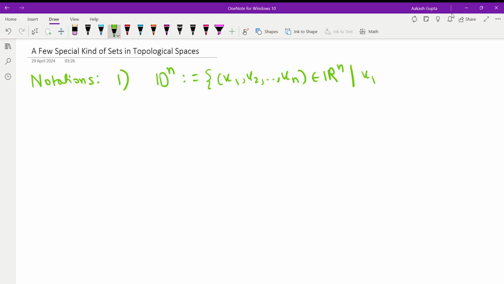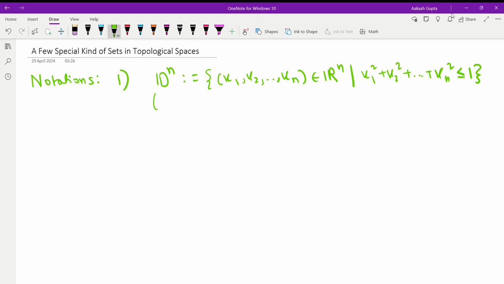So x1 square plus x2 square plus so on up to xn square is less than or equal to 1. When I said distance, which distance am I talking about? The Euclidean distance, the usual distance on Rn. Okay, so basically this is bold from here.